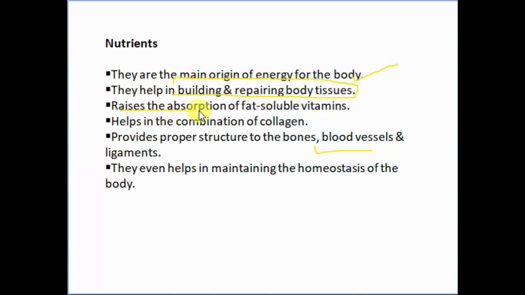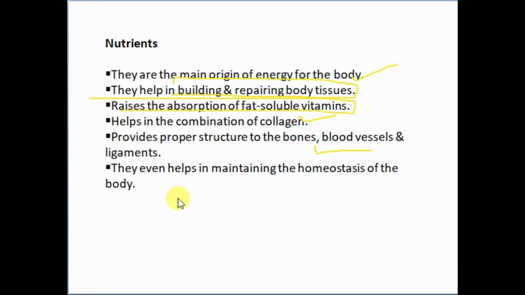They raise the absorption of fat soluble vitamins, and they help in the formation of collagen. They provide proper structure to bones, blood vessels and ligaments, and they even help in the maintenance of homeostasis of the body. So homeostasis of the body means they will maintain the body temperature. So this was about nutrients.